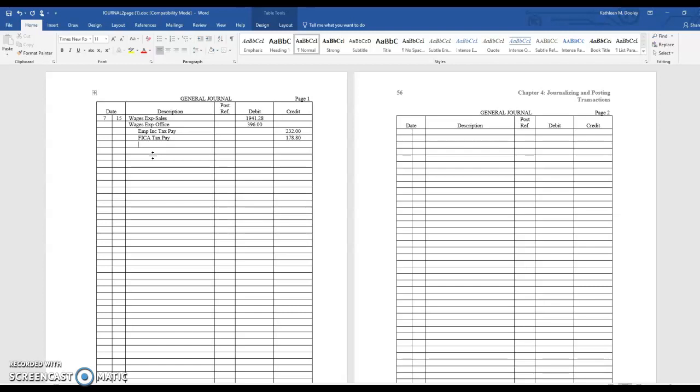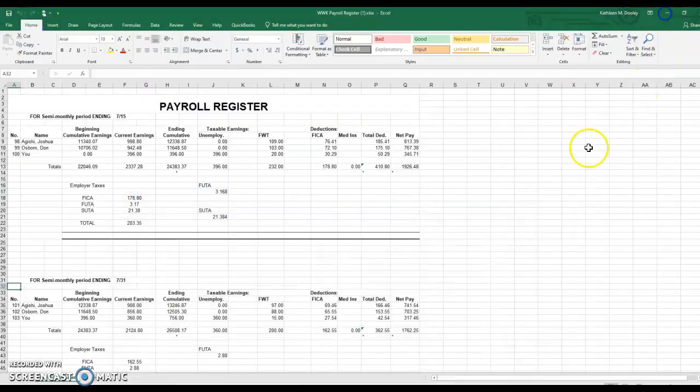Now, if we were actually paying these checks out of the regular checking account, we would credit cash for the net pay. But these are coming out of this payroll checking account that's somewhere else outside of the company. And so what we're going to do is credit wages payable for the total of the net pay, which is $1926.48.